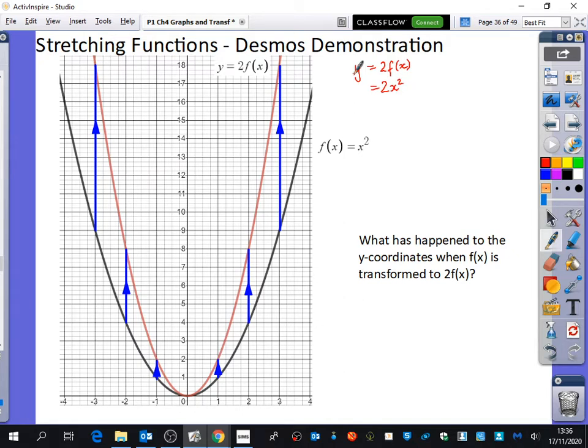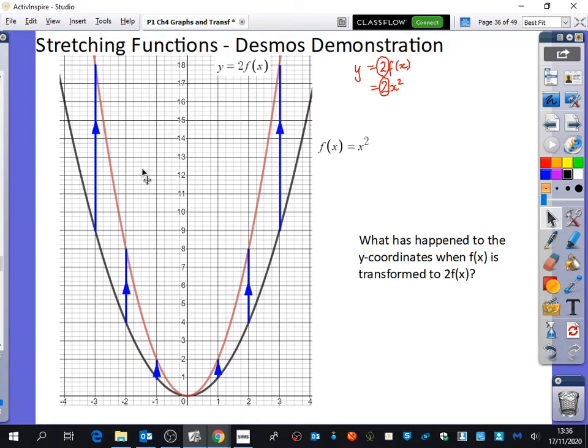The y coordinate down here has now changed so that its y coordinate has been multiplied by 2. So what I've shown on the diagram here is that when x is at 1, the y coordinate has gone from 1 to 2, it's doubled. When x is 2, the y coordinate was 4, but it's now doubled up to 8. And when x was 3, the y coordinate was 9, and it's doubled all the way up to 18. And it's the same on the other side here.